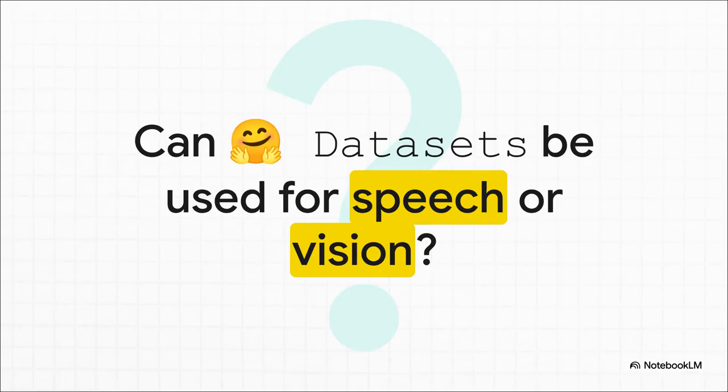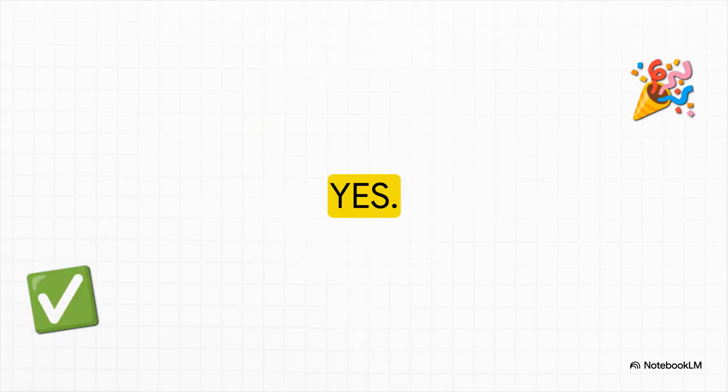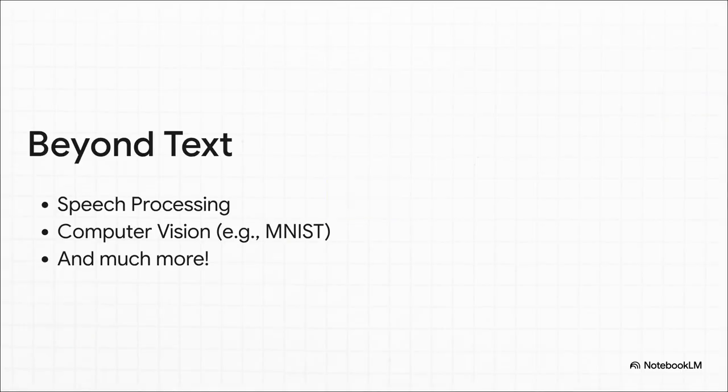All right, time for the final question of our bootcamp. We've been focusing a lot on text, but is the Datasets library kind of a one-trick pony, or can it handle other types of data, like, say, audio or images? The answer is a huge, resounding yes. And honestly, this is a really crucial point. The library is modality agnostic, which is just a fancy way of saying it doesn't care if your data is text or audio or images. It's a foundational tool for everything from speech processing to computer vision, and that's why it sits right at the heart of the entire modern machine learning ecosystem.